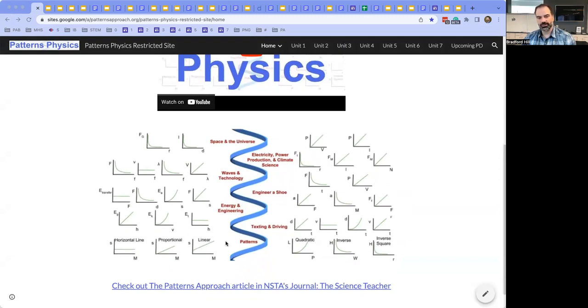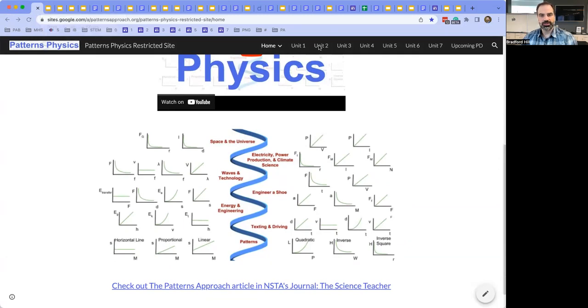So Unit 2 comes after, obviously, Unit 1, where we established the 4 anchoring patterns. And so here we are in texting and driving, right here, second, seeing several of these. Really, we got proportional, horizontal line, quadratic, proportional, and even a negative linear in there as well.